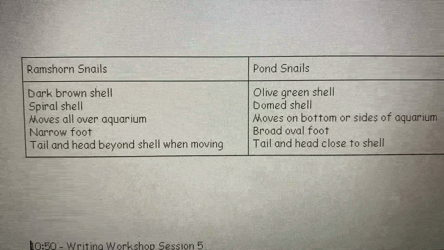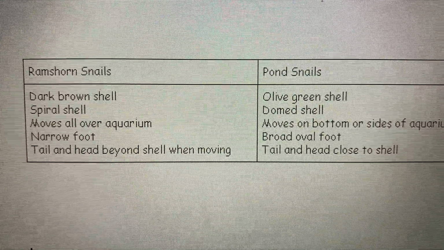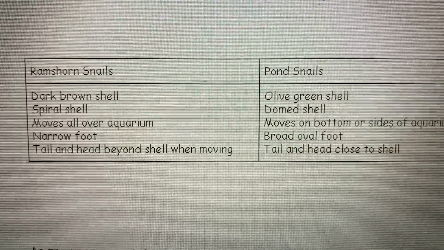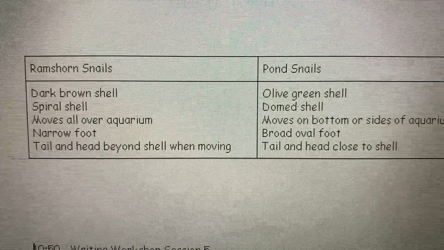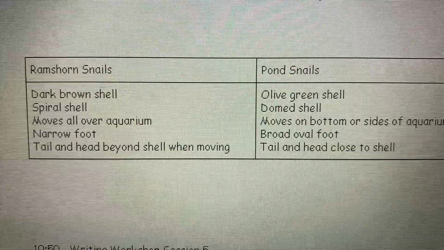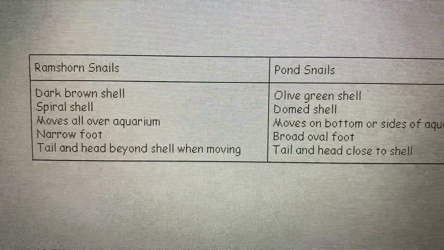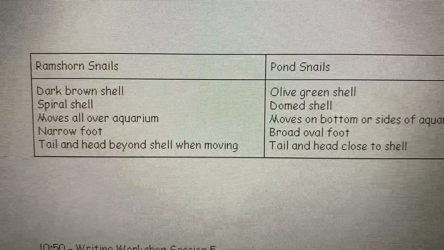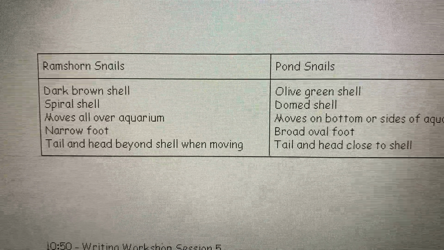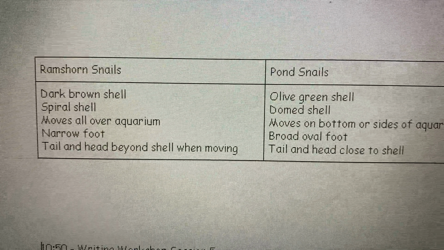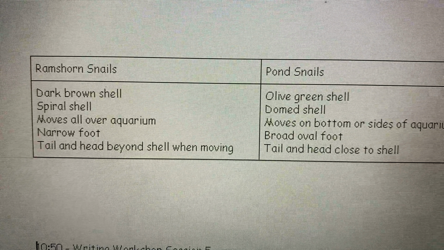The ram's horn snail moves all over the aquarium, whereas the pond snail moves on the bottom and sides of an aquarium only. The ram's horn snail has a narrow foot, and the pond snail has a broad oval foot, a bigger foot, like a wider foot. The ram's horn snail, when it moves, the tail and the head extend beyond the shell, but the pond snail, the tail and the head are close to the shell. So that is our study of ram's horn snails and pond snails and the differences that you'll see.